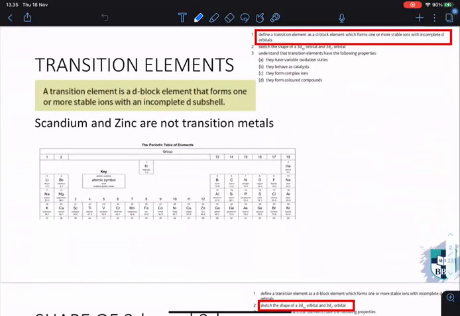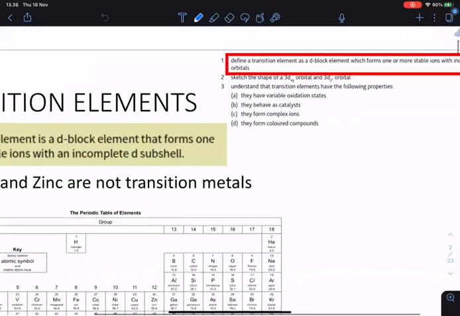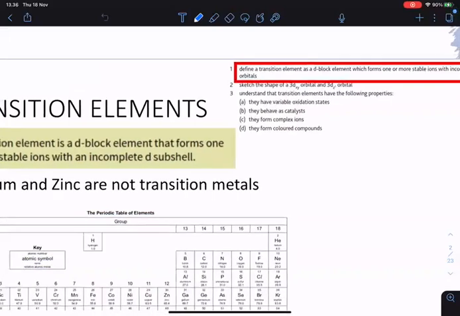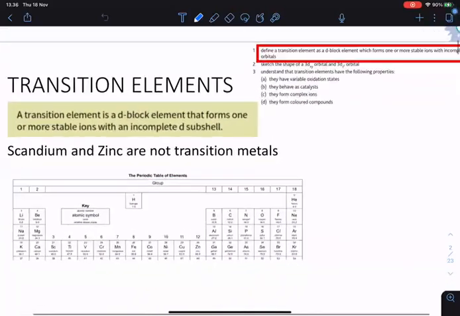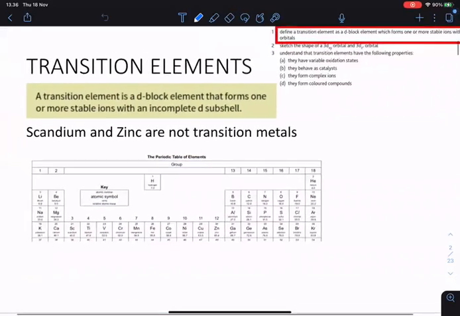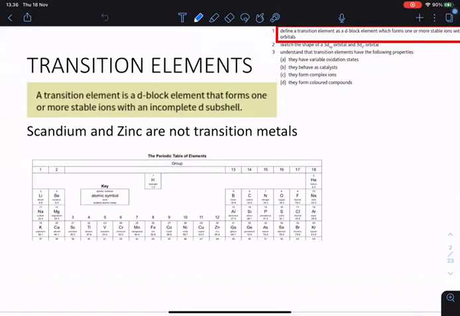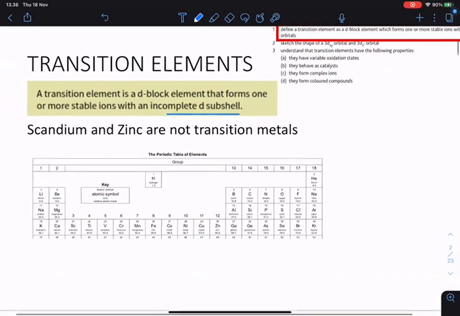What are transition elements? According to our syllabus, you need to define transition element. The definition, taken from your textbook, is a D block element that forms one or more stable ions with incomplete D subshell.